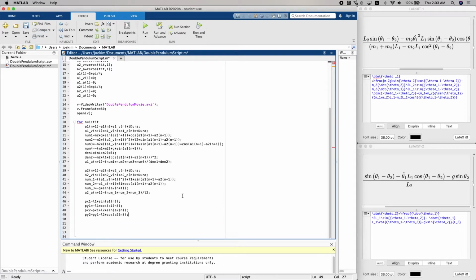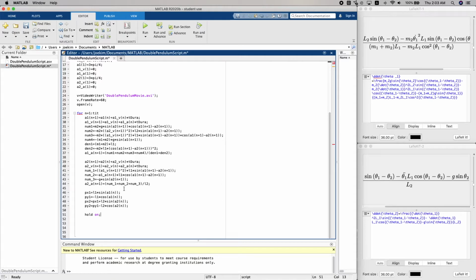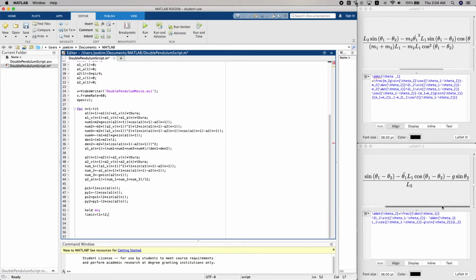Alright, so now what we're going to do is create a pen and set our limit. This limit is going to be where our video would be defined. Our pendulum system can't go out of our axis, out of our video, into the walls. So this is basically setting our walls. The limit would be L1 plus L2.